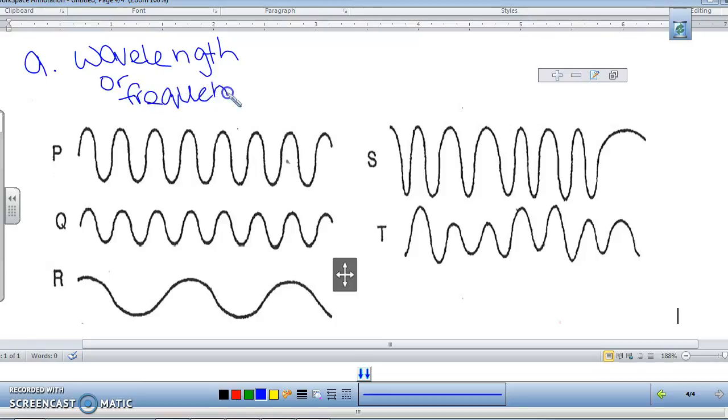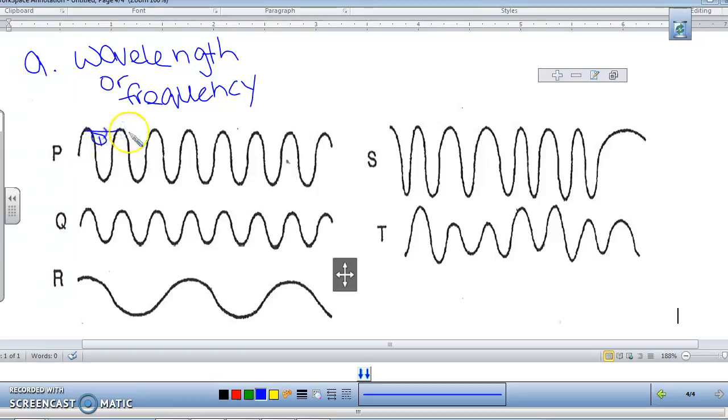So let me explain that real quick. So on P and Q, from here to here, that's our wavelength. From here to here, that's our wavelength. So our wavelength, if you had a ruler, you could see it a little better, but these lines are actually the same. Also, assuming that these 2 waves happened in the same amount of time, you would see that they have the same amount of waves.